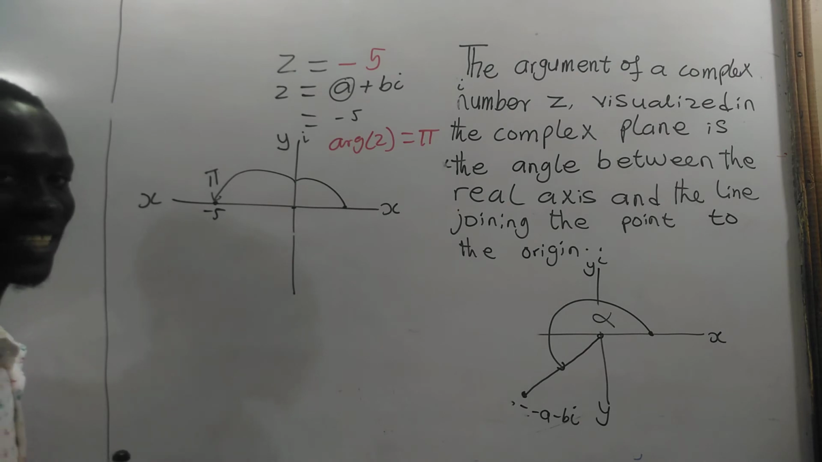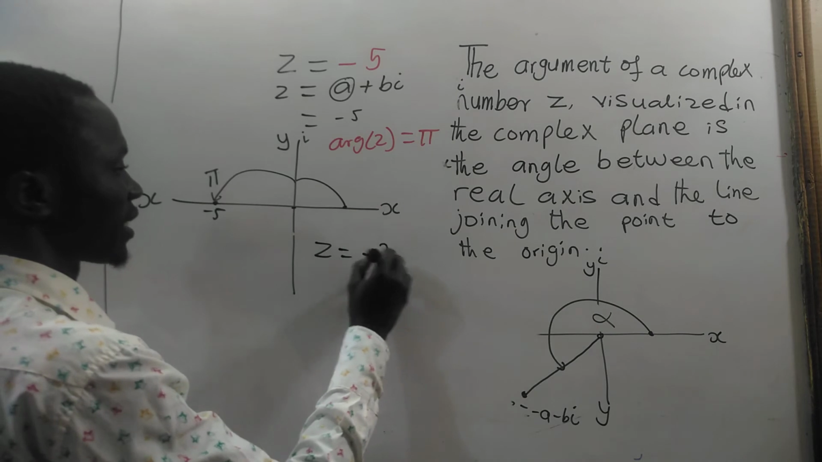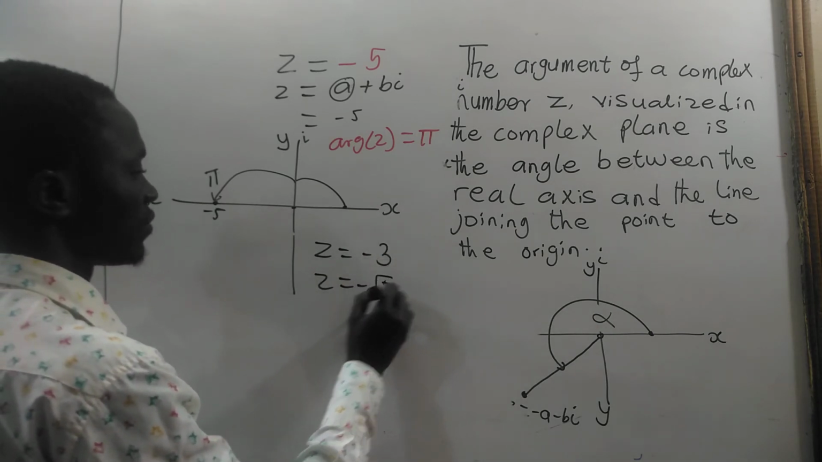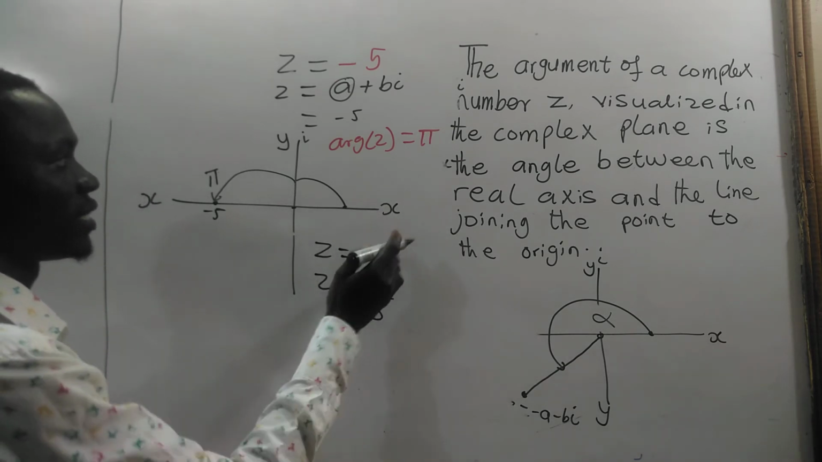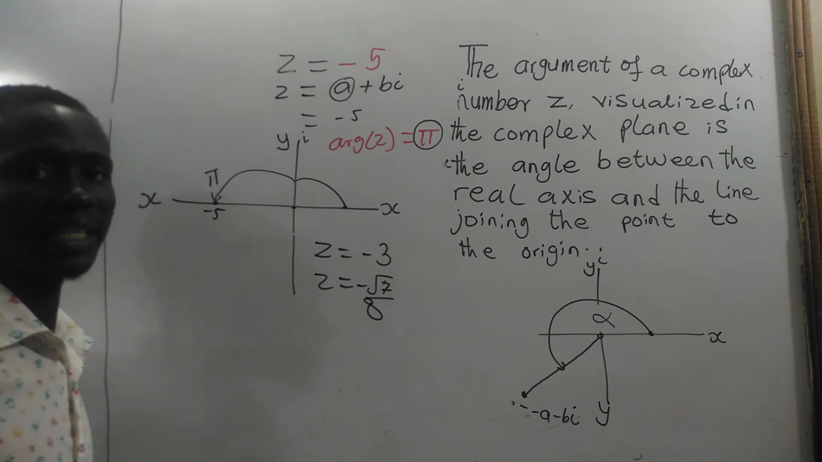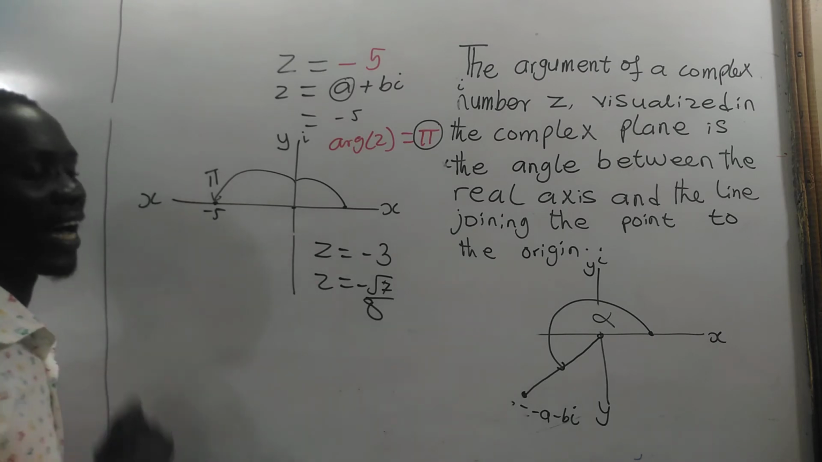Very simple as that. So if I take, let's say, z equal to -3, z equal to -7 on 8, the argument of these will always be what? Pi. That is the argument of z, where z is equal to a negative real number, is always pi.